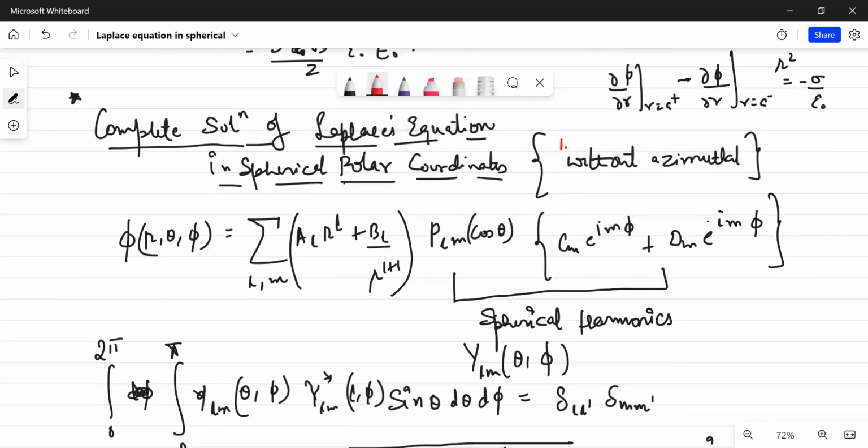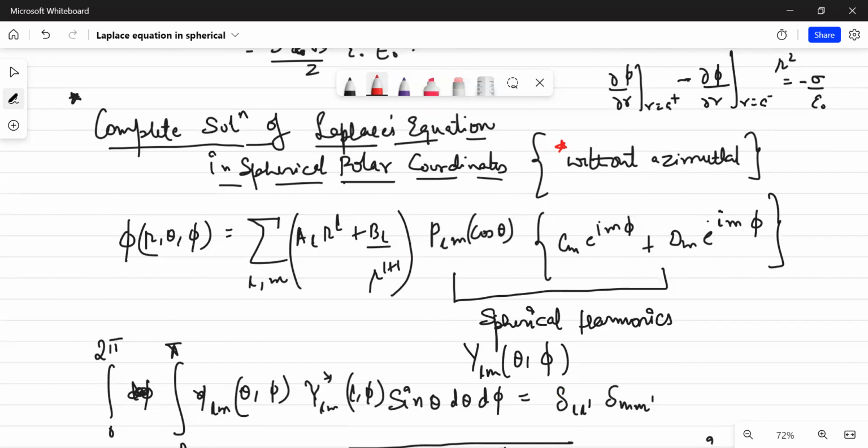Initially, we were considering that there is azimuthal symmetry, that is, there is as such no phi dependence. If there is no phi dependence, then the solution will be in the form of Legendre's polynomial, and some radial part would be there. Is that clear?